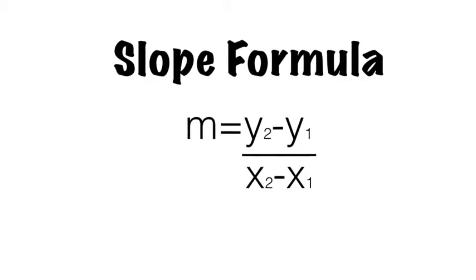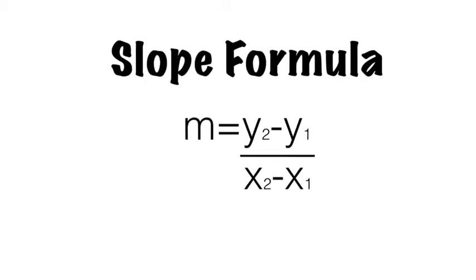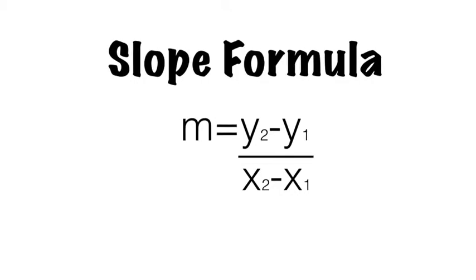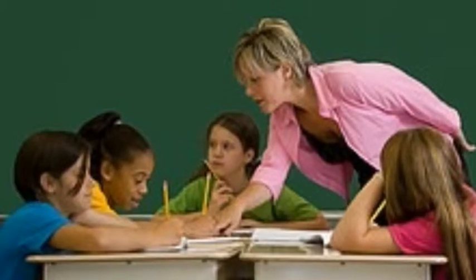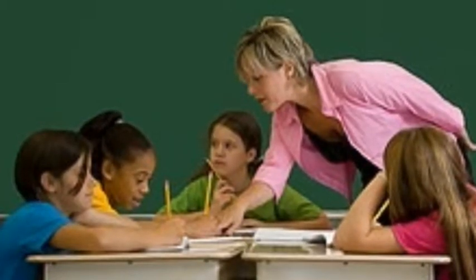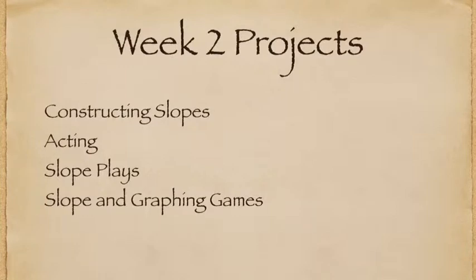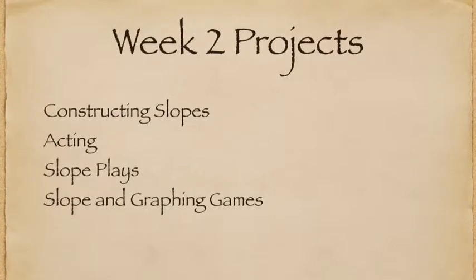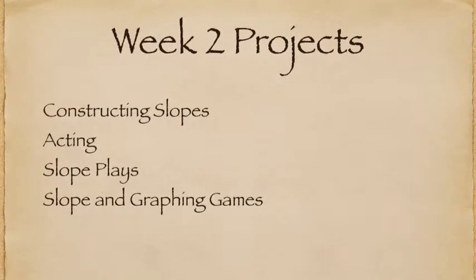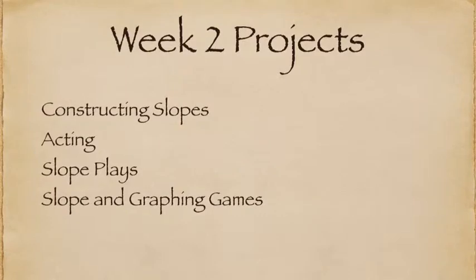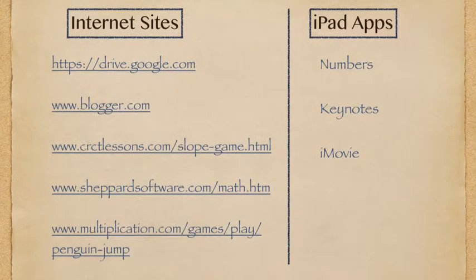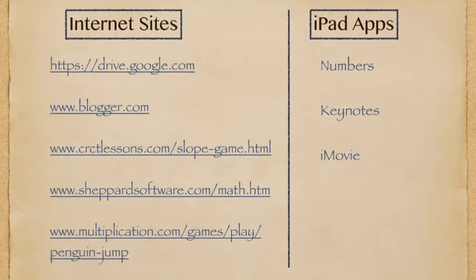In week 2, the main learning goal is to identify the slope of a line using the formula m equals y2 minus y1 over x2 minus x1 when given 2 points. Students will be performing many projects involving the concept of slope and this formula. Some of the projects will involve constructing slopes, while others will involve acting and performing a play on slope. Students will also be playing games involving graphing and slope to improve their skills on this topic. The internet sites and iPad apps that will be used this week are listed.